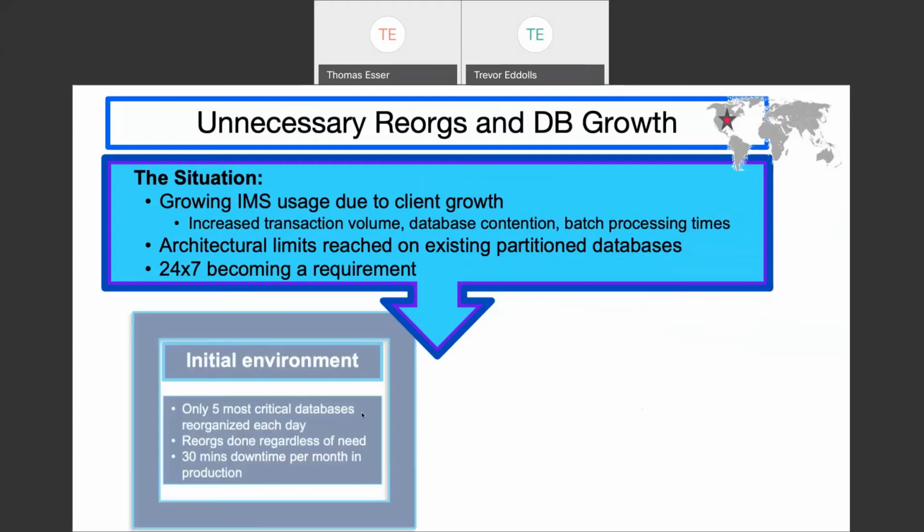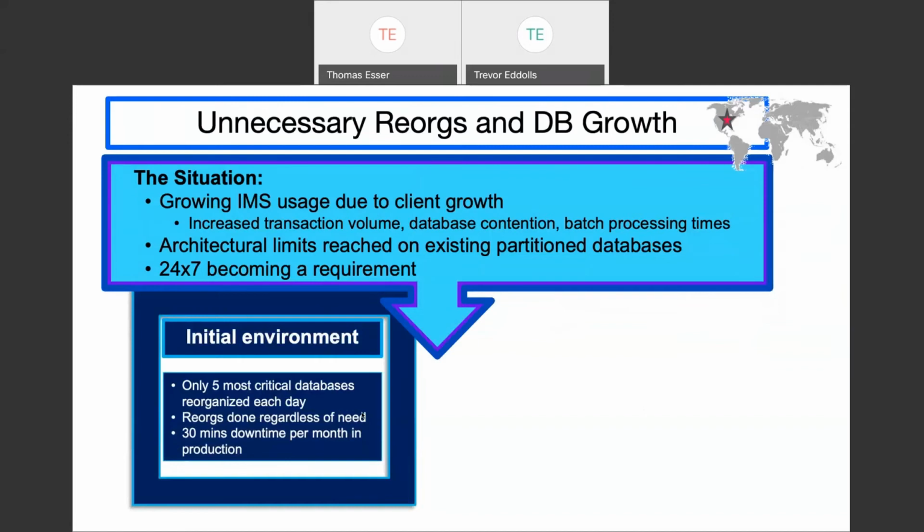So we checked the database together with the customer, looking for the most critical databases. They got reorganized each day, and we looked for reorgs that were done regardless of need. That is what I mentioned earlier, that they had procedures implemented that were running every single week, and they reorganized databases, and they were never checking if the reorg was needed or not. And the other thing is that 30 minutes downtime per month in production, that was fact the day when we started the analysis.